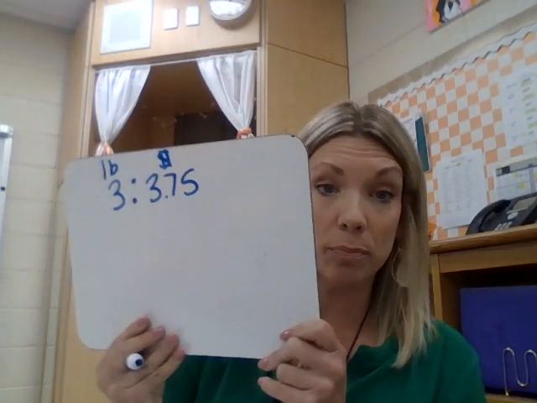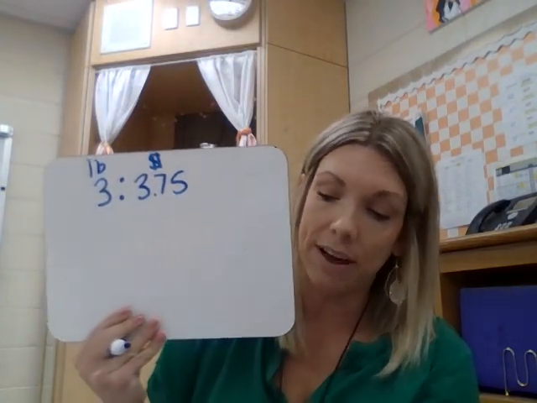This is a test problem. It says a farm stand sells oranges in 3-pound bags for $3.75. 3-pound bags for $3.75. That is your ratio. So you need to put your categories of pounds and dollars. So a 3-pound bag costs $3.75.